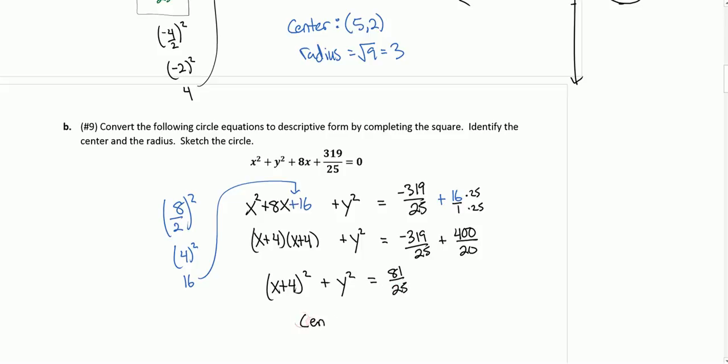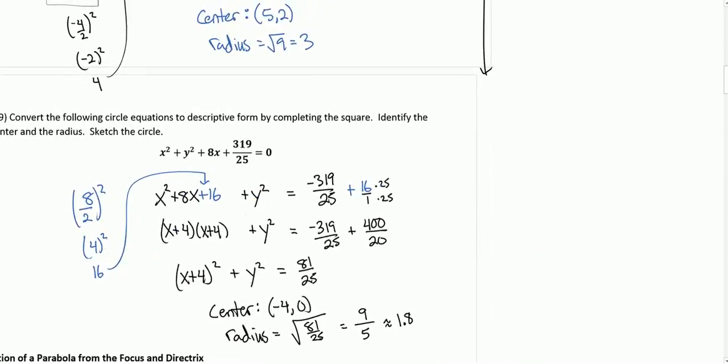From that we get the center of our circle, which is at negative 4, 0. And the radius of our circle is the square root of 81 over 25. The square root of 81 is 9. The square root of 25 is 5. So 9/5. If you change that to a decimal, you get roughly 1.8.